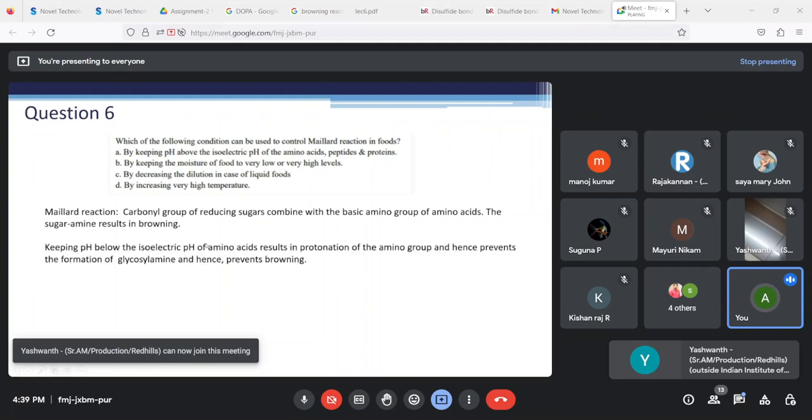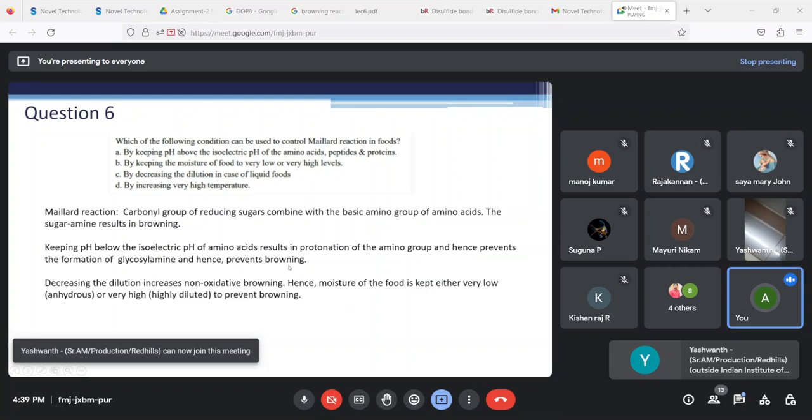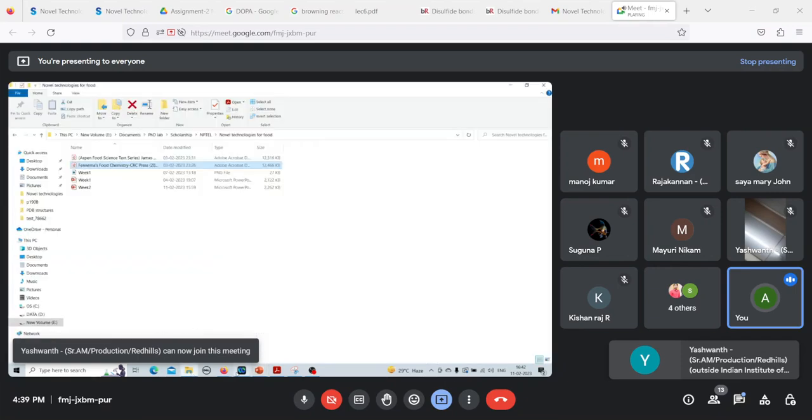So to just summarize, keeping the pH below the pI of the amino acids results in the protonation of the amino group and hence prevents the formation of glycosylamine, which is the first step, and hence prevents browning. The moisture of the food is kept either very low or very high to prevent browning. And increasing the temperature results in the ring opening of the reducing sugars and increases the browning reaction. So you need to make sure that the temperature is kept very low. So the answer is option B. Is this explanation clear?